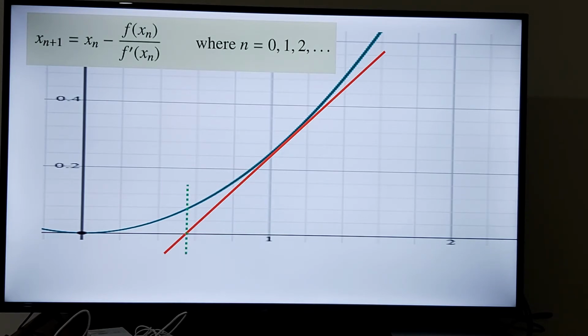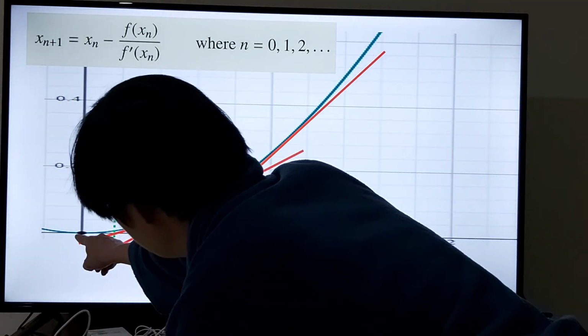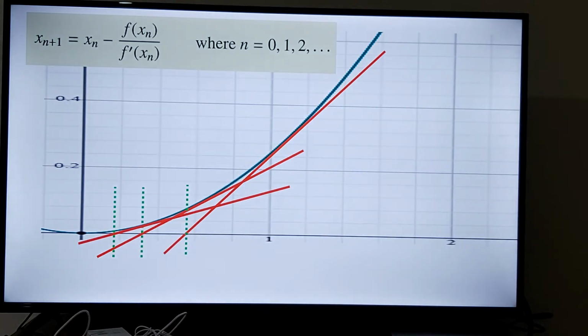Then you get a new x. So one step, you get a better answer. Second step, you get an even better answer. Third step, you get an even better answer. You keep doing this, and eventually you will go to this point. Theoretically you will never be there, but you'll be close enough.